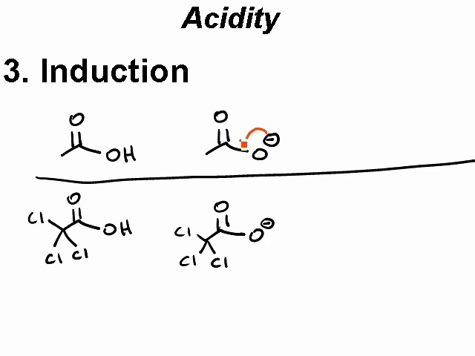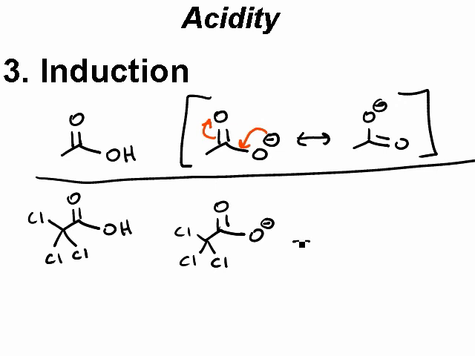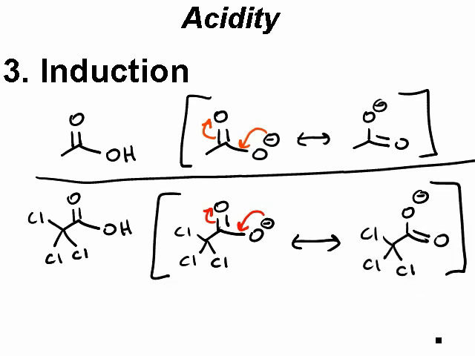And in this case we have resonance, O-, but we also have resonance in this case. And therefore, factor number 2 also does not give us any indication as to which of these is a more stable negative charge. So that's why we move on to factor number 3, which is induction.